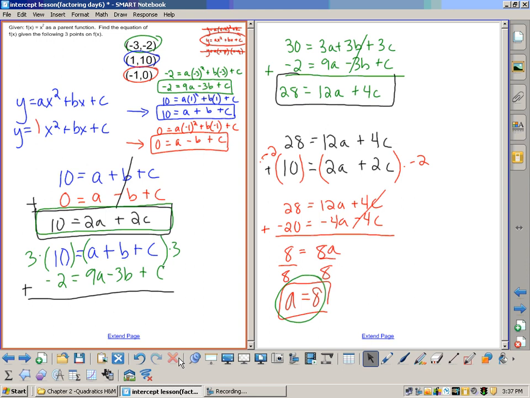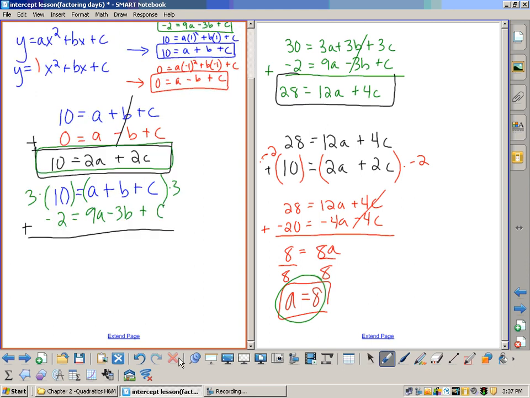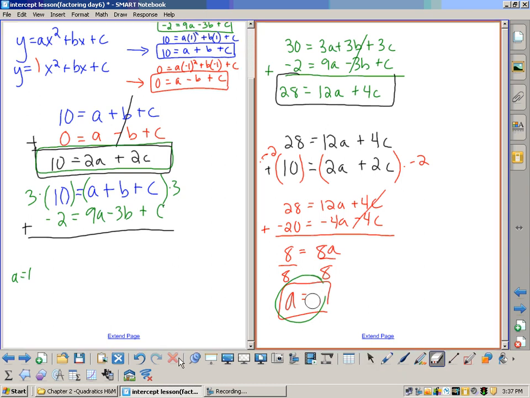Okay? So if I go down here, I found a equals 1. Oh my gosh, a equals, crap. A equals 1. I put a equals 8, but a equals 1. Hopefully you guys caught that mistake there. Okay, so a equals 1.